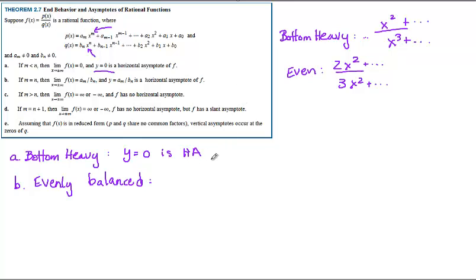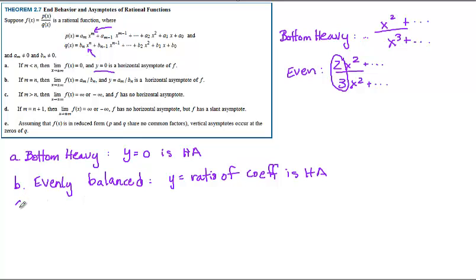If it's evenly balanced, then what you would do is you take the ratio of these coefficients, because in the end, whatever your number is, if it's 1,000,000 squared over 1,000,000 squared, those millions cancel out, leaving you with just that ratio of the coefficients. So I will say evenly balanced, y equals the ratio of coefficients is the horizontal asymptote.